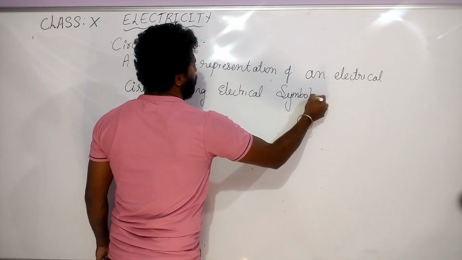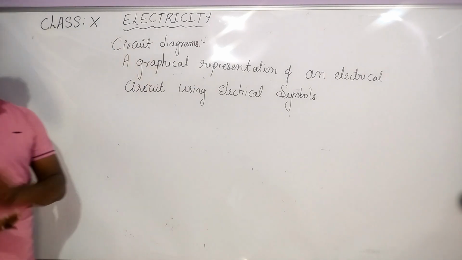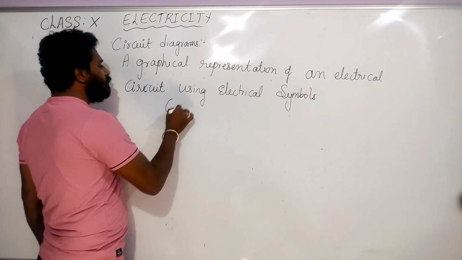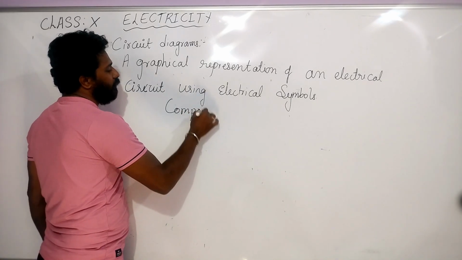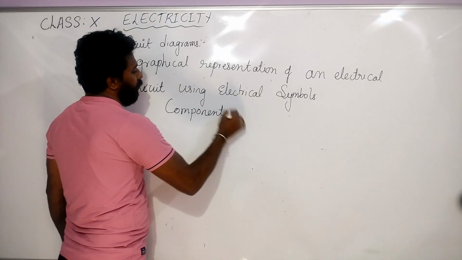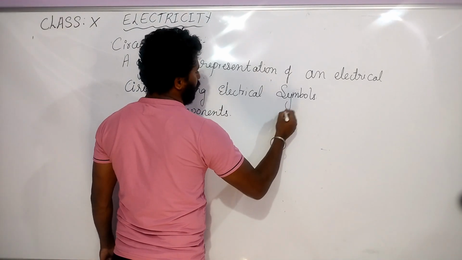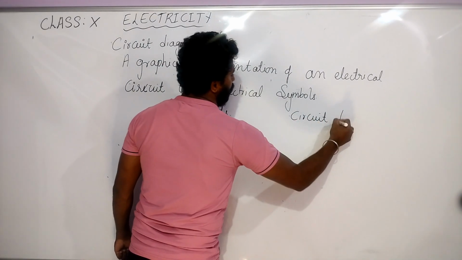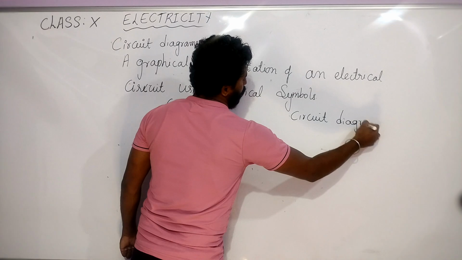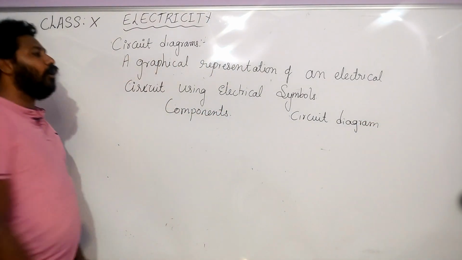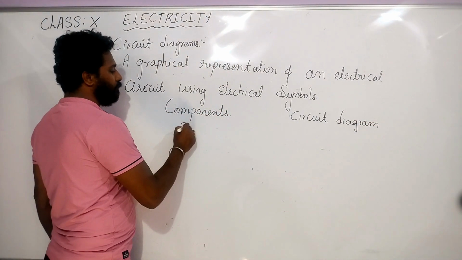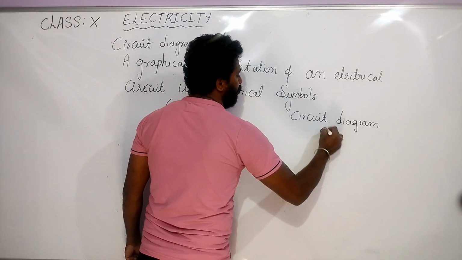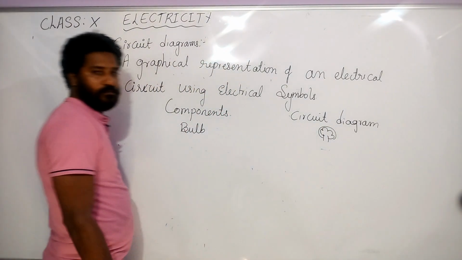Using electrical symbols is called a circuit diagram, children. Did you understand? Some examples I will give you here: components in an electric circuit diagram. Which are the components that we are using? Suppose, for example, a bulb. If I want to use a bulb, I will just represent it like this.